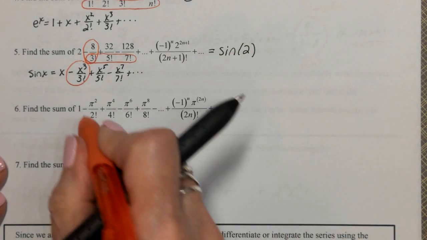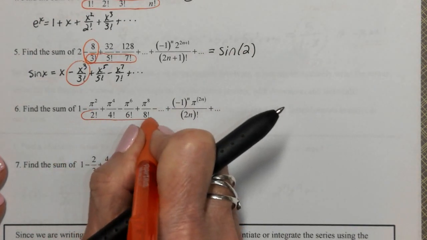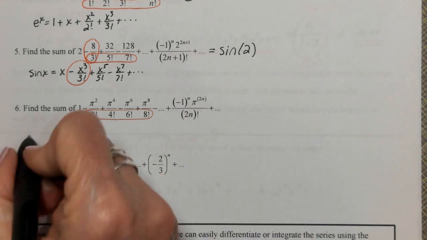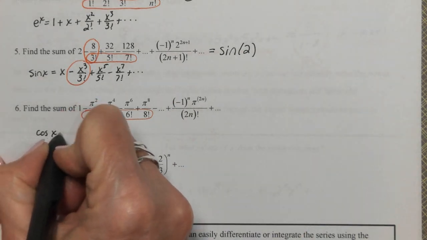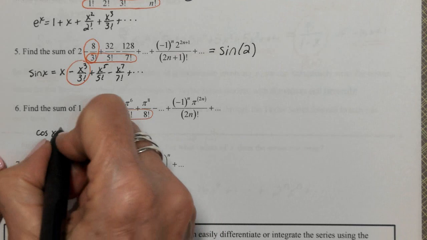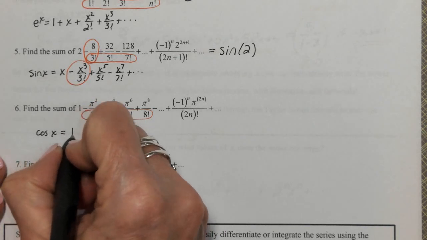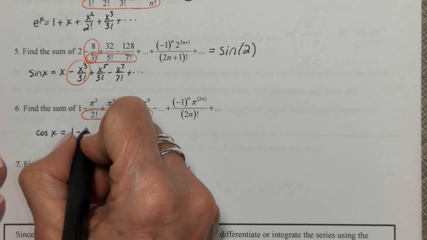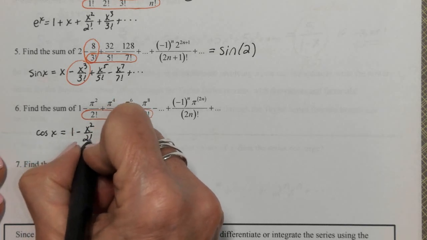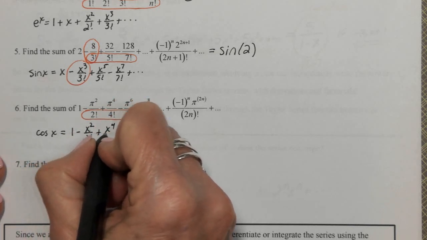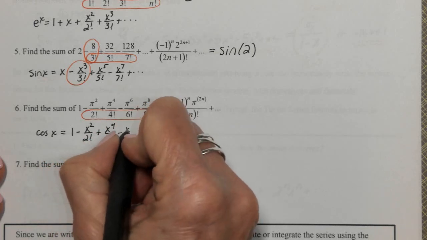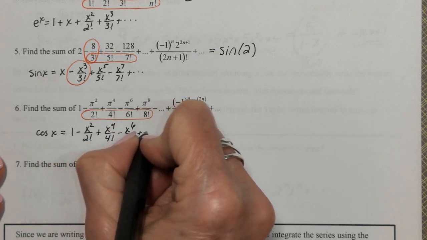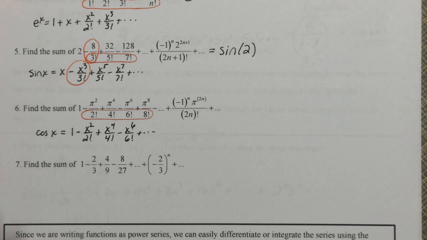Let's do this one. I see all my even factorials, so I know I'm looking at cosine. Cosine of, or a version of cosine anyway. Cosine of x starts with 1. There's my 1. Then it alternates in sign. X squared over 2 factorial. X to the 4th over 4 factorial. Negative x to the 6th over 6 factorial. On and on and on.